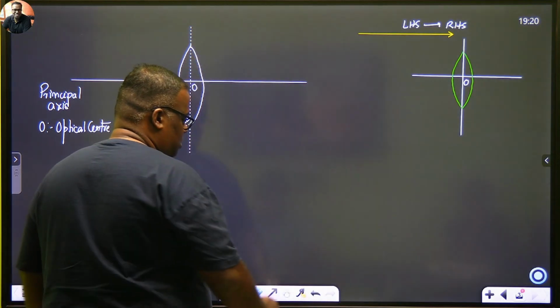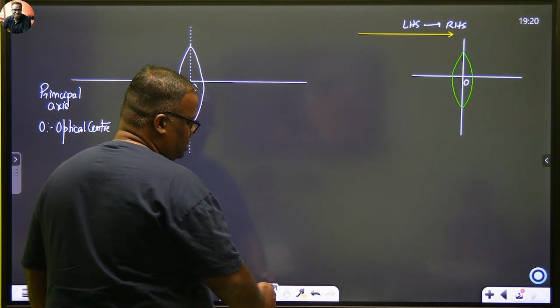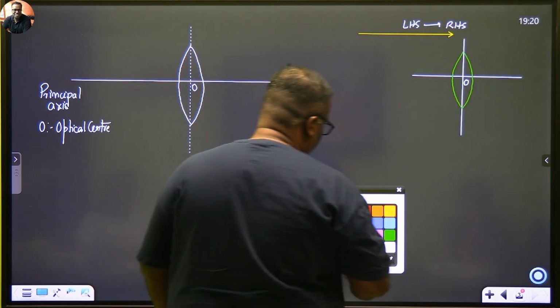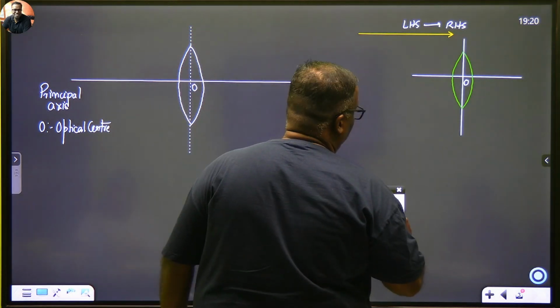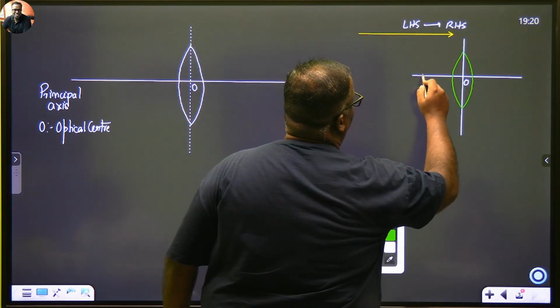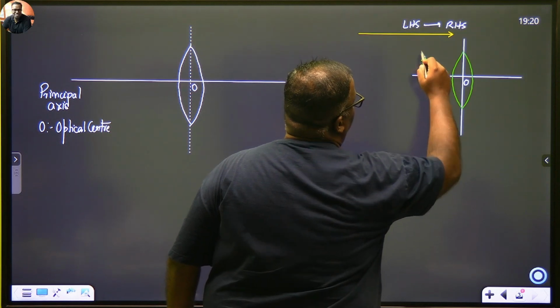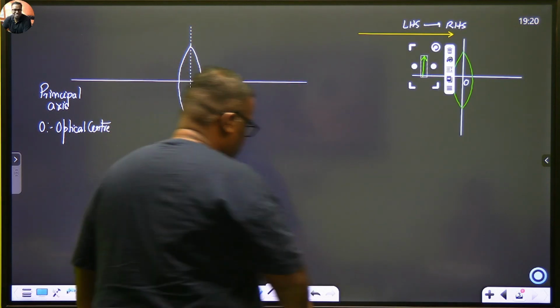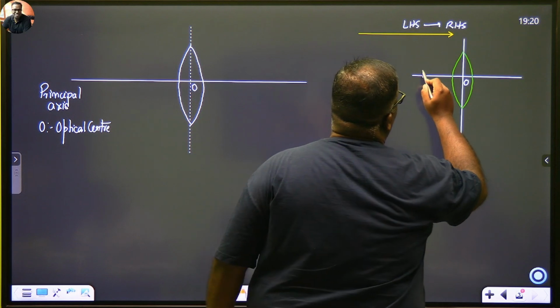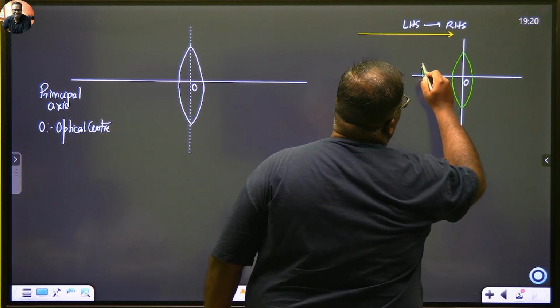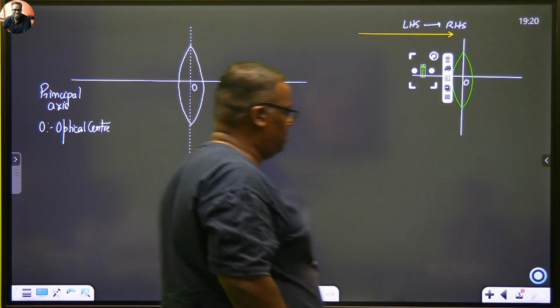And the objects are always placed on the left hand side of the lens. The object is placed always on the left hand side of the lens. And the object is kept erect. Like today, CBSE grade 10 guy was saying, sir, why is the object taken erect? I said, it's a custom.